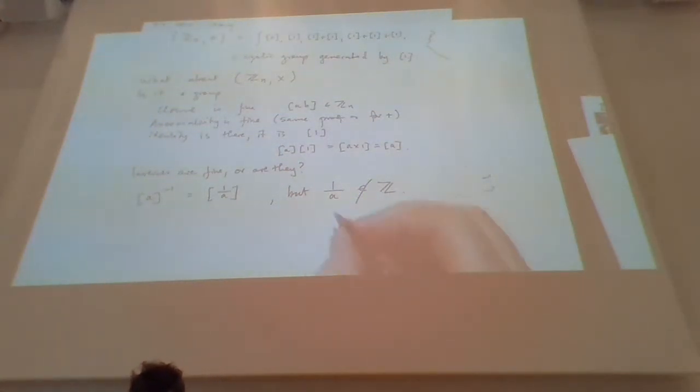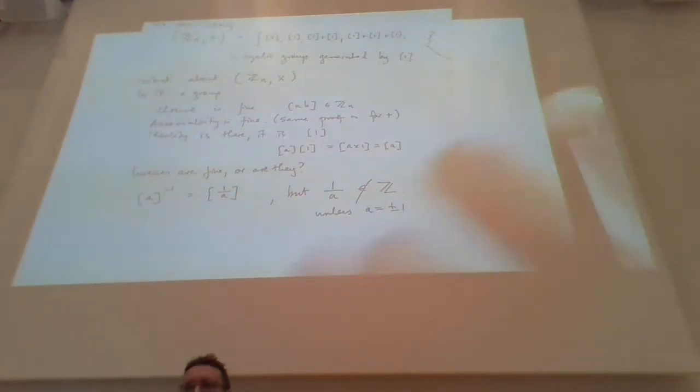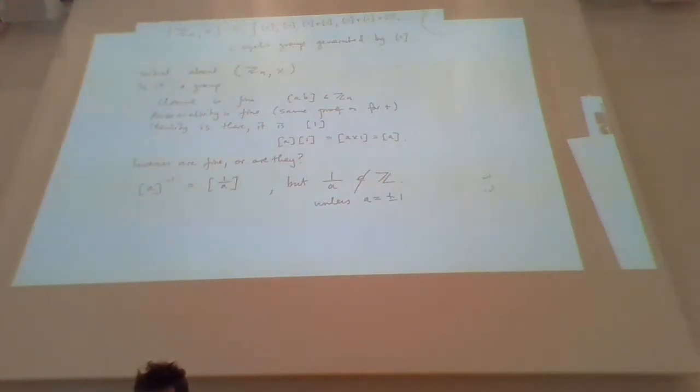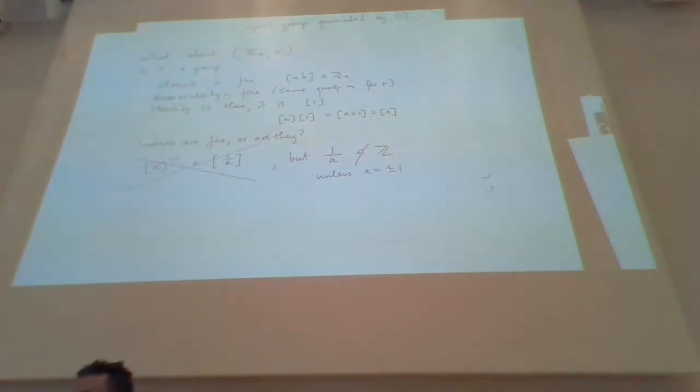It's a fractional quantity, unless A is plus or minus 1, in which case the reciprocal is an integer. But really reciprocals aren't integers. So that's no good. That's not what we're talking about. So, try again slowly.